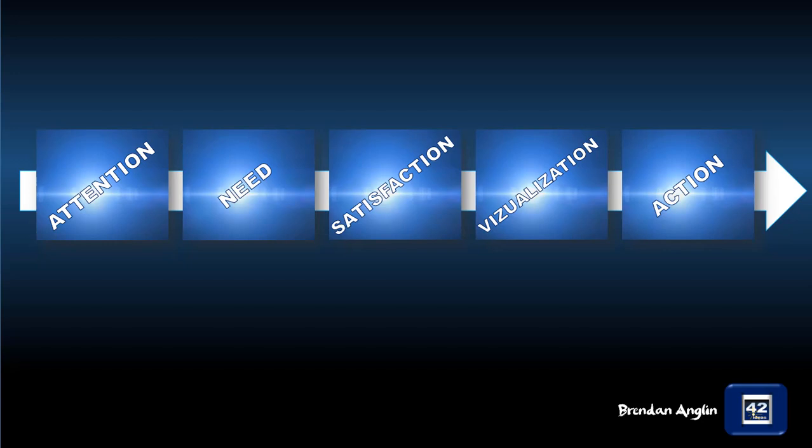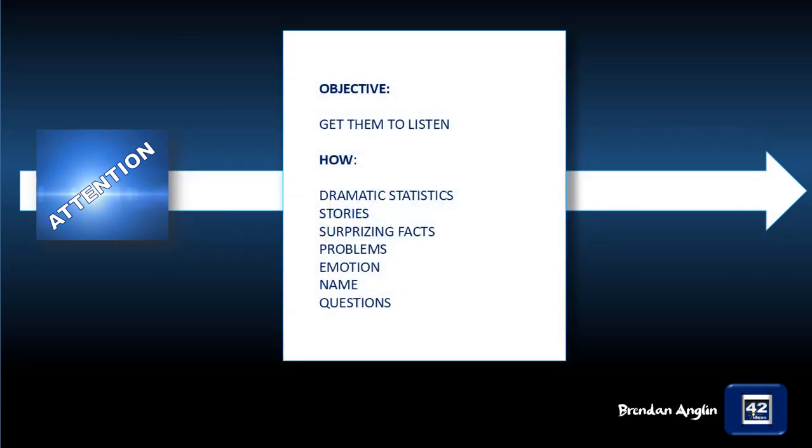So let's look then at the first element, which is attention. The objective of attention is to get them to listen. If they're not listening to you, well, then they're not going to act on anything you say. How do you get them to listen? Very simple. At the beginning of your presentation or your communication, you use dramatic statistics or stories or anecdotes, maybe surprising facts. You focus on problems. You try to maybe bring in some emotion to stir their heart so that they're paying attention, maybe even making a reference to their name, simply so that they listen to you because you've brought up their name.